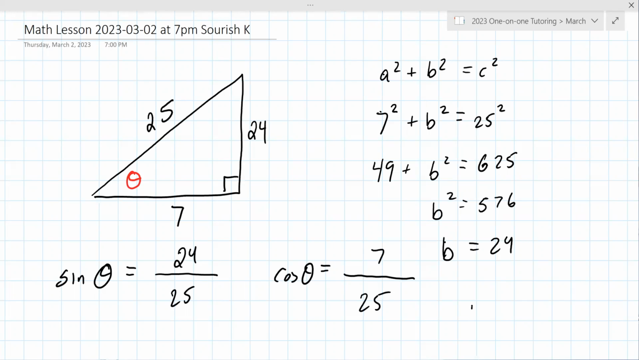Okay, and the last one is tangent of theta. What's the tangent of theta in this problem? That's going to be opposite and adjacent. Okay, what does that result in? That's going to be 24 over 7.